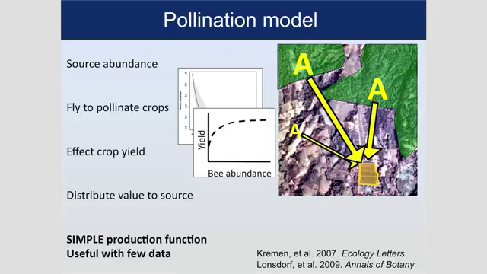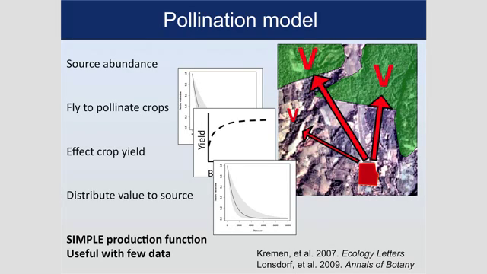We have a simple model about how that affects crop yields, so what the crop would yield with no pollinators and how it's asymptotically increasing after you add pollinators. And then we take that value and distribute it back out to its source, again using this same exponential decline. So what we're interested in is the value of those forests. So we let bees affect crops and then distribute that value back to where the bees came from.